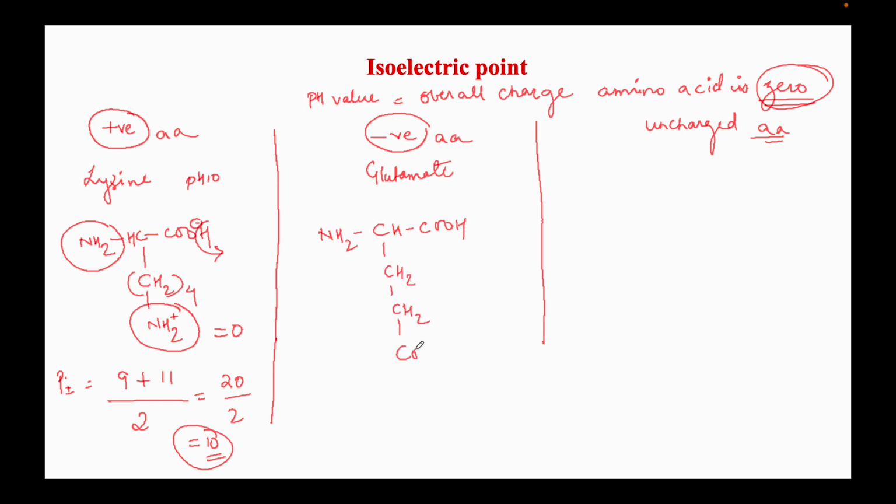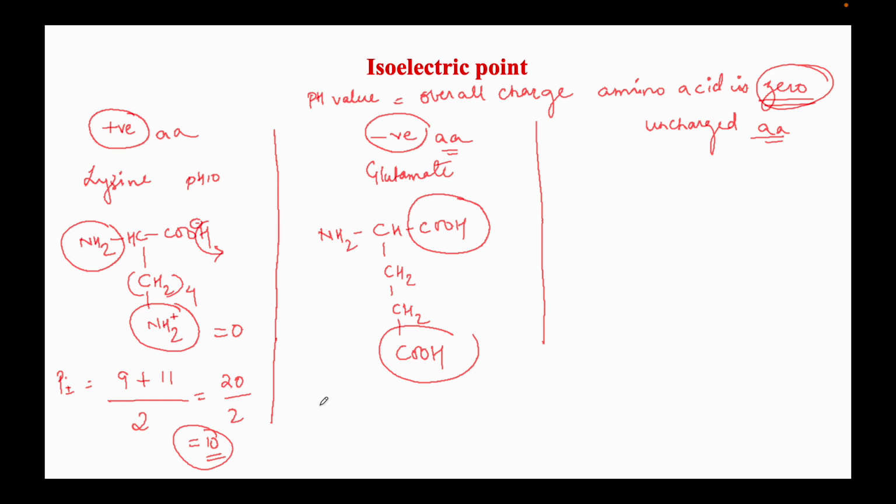This is glutamate, right? Very simple. Everyone please practice all the amino acid structures. It is very important. So similarly, we know that we need to know the pK of the negatively charged groups in a negatively charged amino acid. So in the positively charged amino acid, we need to know the positively charged side chain pK values. In negatively charged amino acid, we should consider negatively charged side chain groups pK values.